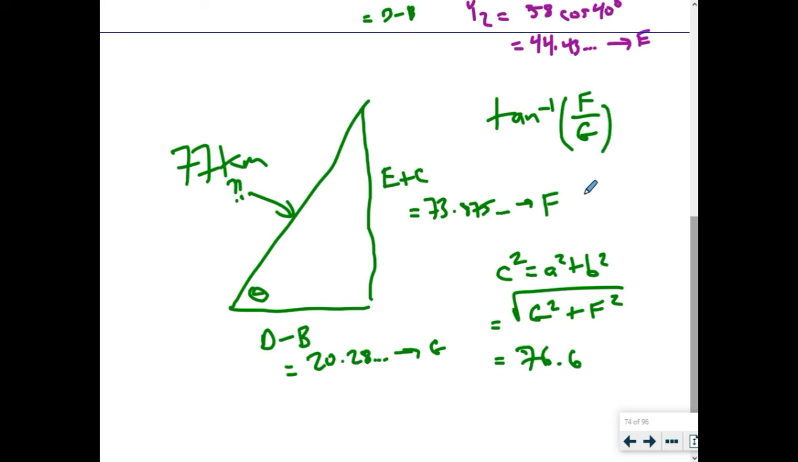And so that's why we want to save all these numbers. If you don't know how to save a number in a calculator, let me know and I will help. So I'm going to tan inverse F over G. And I got an angle of, let's call it 75 degrees.